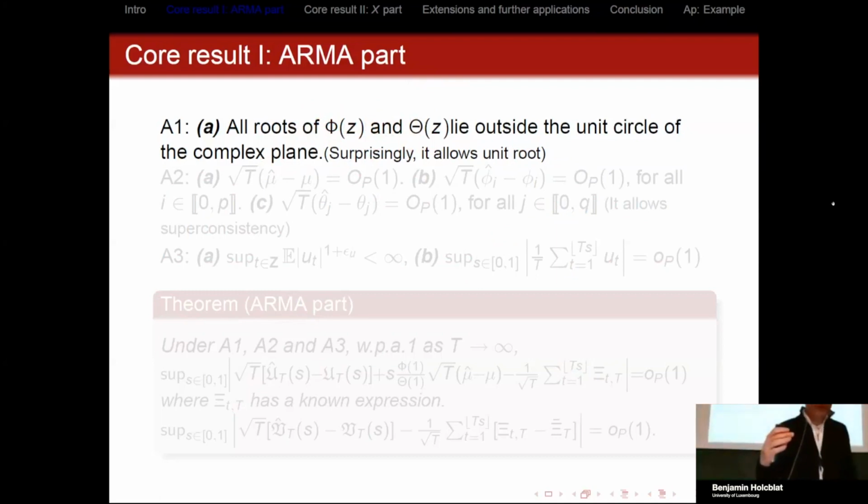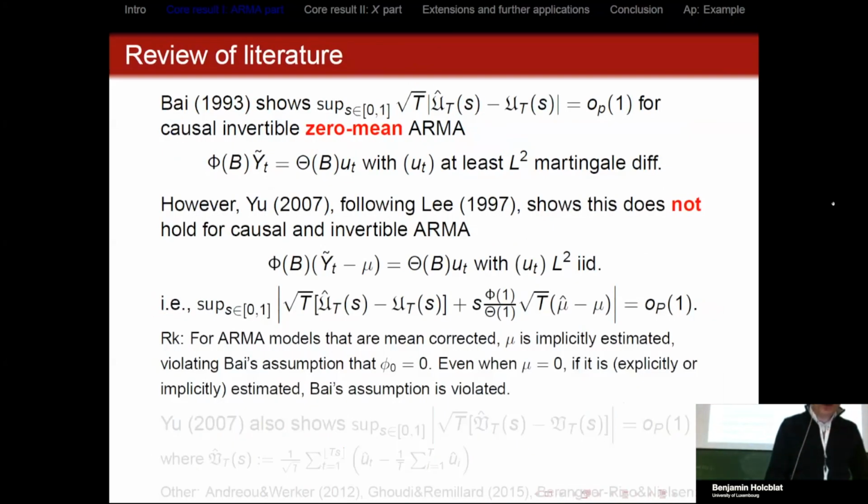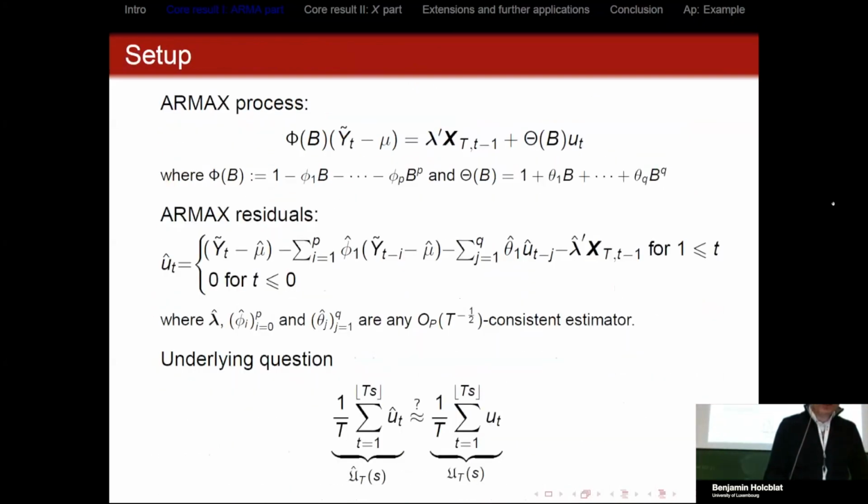Again, this assumption just means that when you write the ARMA-X process in this way, we don't want to have a unit root here and a unit root here. But it doesn't mean that we actually rule out unit roots or roots inside. It's just that if you have this kind of roots, you need to put them in the X part. So it's just a question of representation.